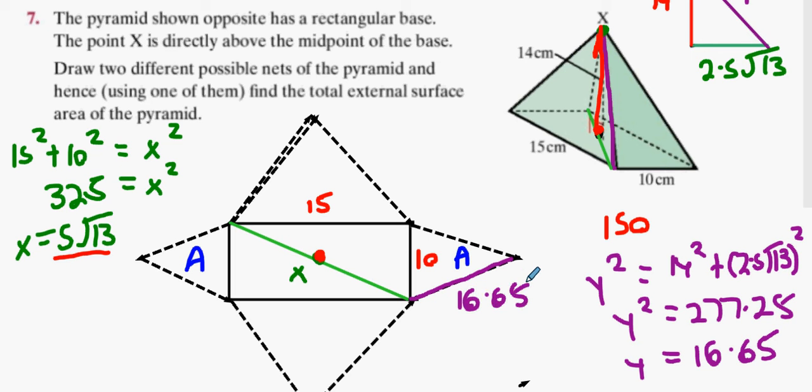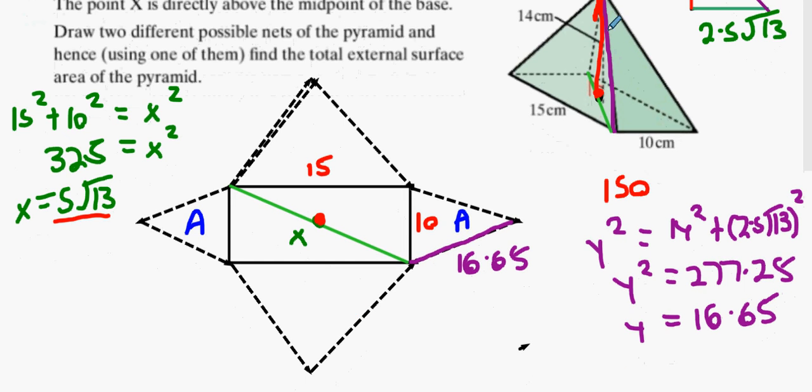16.65. What do we know about the purple line? What do we know about it? Is it shared with another side? Yeah, the opposite. Big one, big triangle. Same with all of them. So it means no matter which one I do, it's always going to be... Sorry, I think I said something earlier.